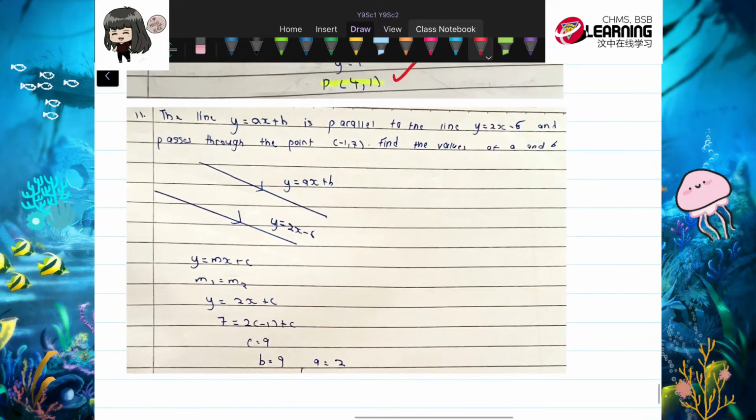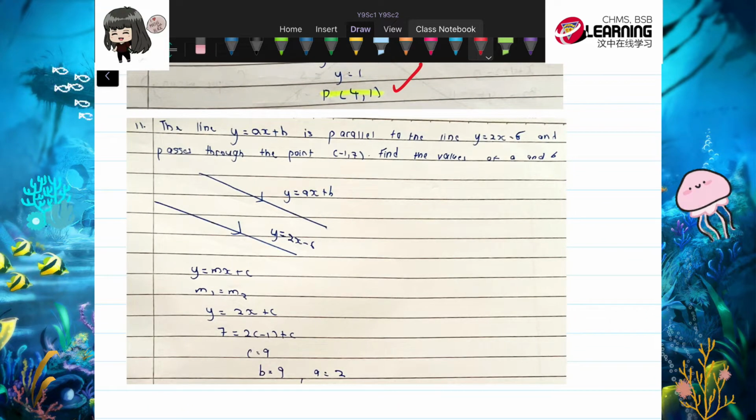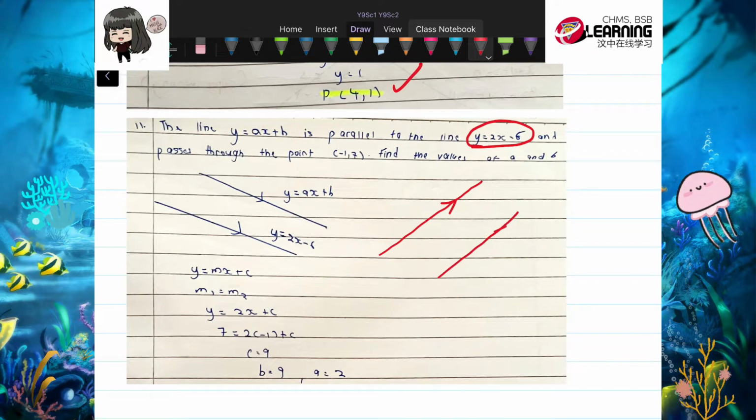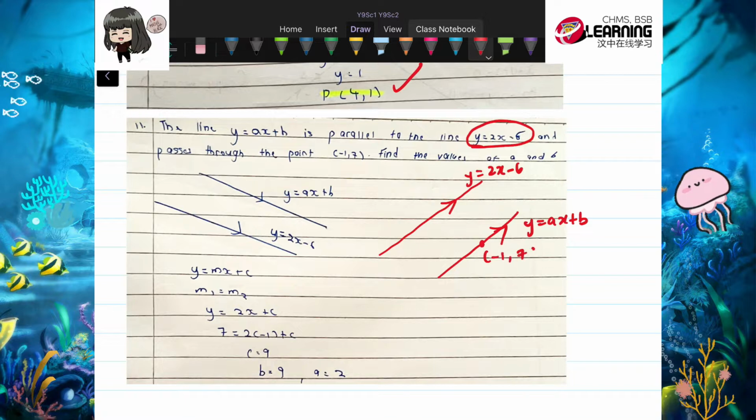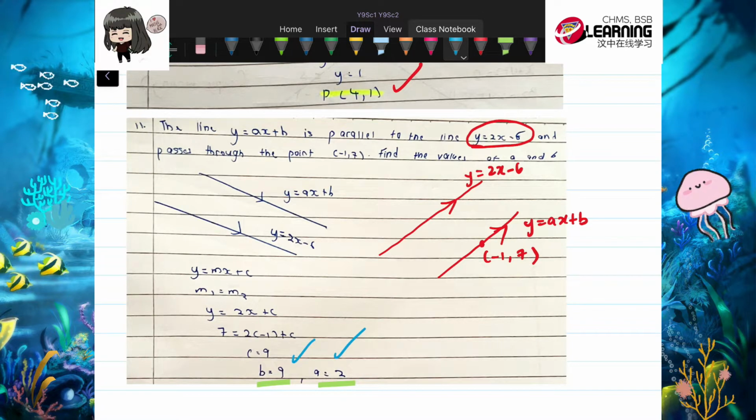Let's look at question 11, also the same. Since it's y equals 2x minus 6, it's supposed to be a positive gradient, so the line is supposed to go upwards like this. This is your y equals 2x minus 6, and it's parallel to this ax plus b, and this line passes through negative 1, 7 like this. The answer is 2 for A and 9 for B. Please tick the answer.